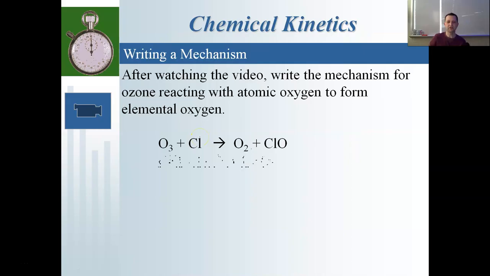Okay, based on watching that video, here's our reaction mechanism for this. So we have ozone O3 plus monatomic chlorine yields O2 plus ClO, based on what the video said. Then we're going to have our second step of the reaction mechanism. That's going to be ClO plus O yields Cl plus O2. We go ahead and cancel out what we need to here, and we're going to end up with our overall reaction. So we have Cl canceling out here. We have ClO canceling out there, and we're left with O3 plus O yields 2O2.